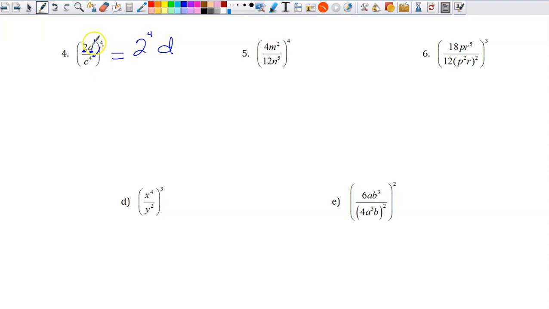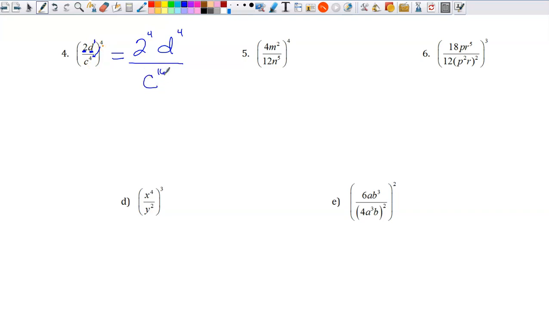And then D to the, his exponent was a 1, and 4, exponent raised to an exponent means multiply. 4 times 1 is 4. Over, got to throw that 4 down here to the C as well. Exponent raised to an exponent means multiply those guys. So 4 times 4 is 16.